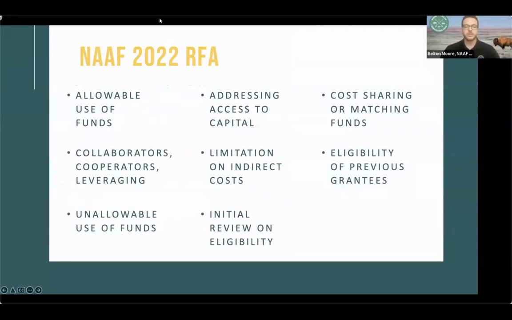Thank you, Tony. So you'll find on our website the copy of the 2022 Request for Applications Overview. Here are just a few of the things that are included in that document. We begin with allowable use of funds, essentially what you can apply for a grant from NAAF for. Addressing access to capital, this is really key, and we'll touch on this later in this webinar. Cost sharing or matching funds, collaborations, cooperators, and leveraging, limitation on direct costs, eligibility of previous grantees, unallowable use of funds, and the initial review on eligibility. And again, you'll find all of this information in the RFA on our website.